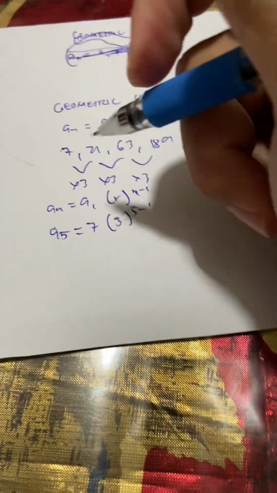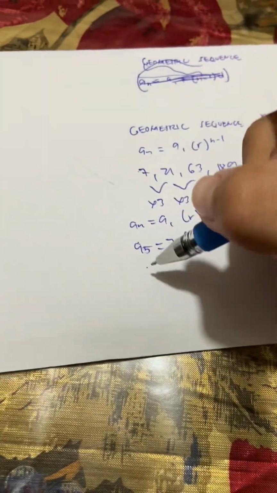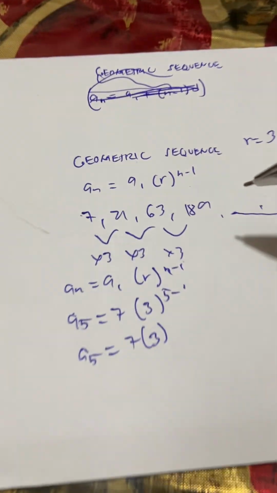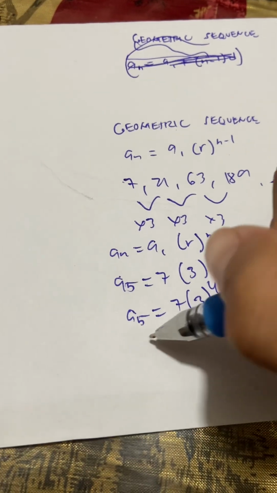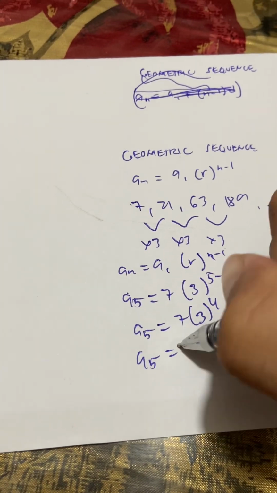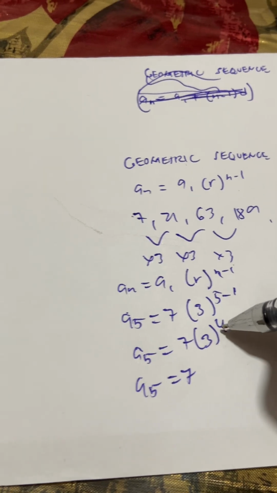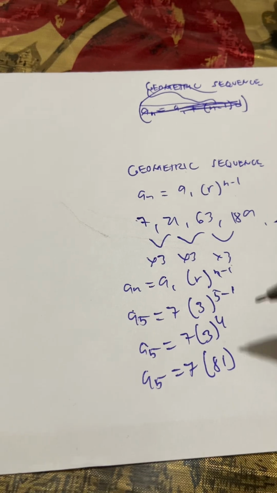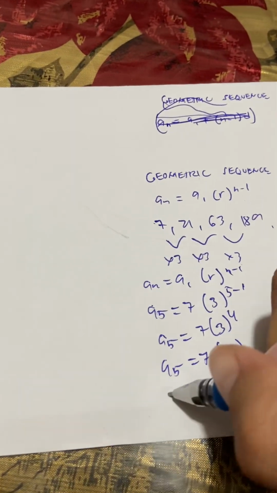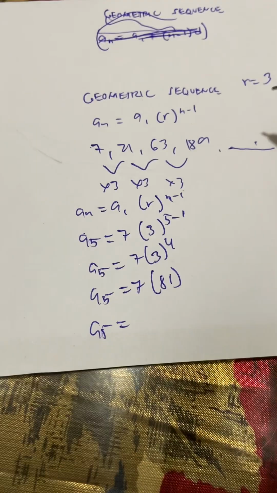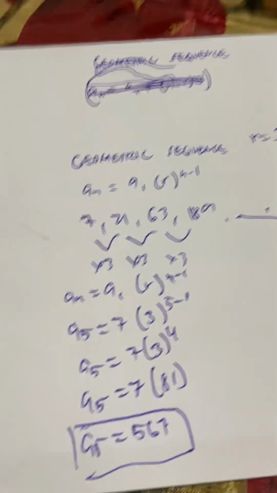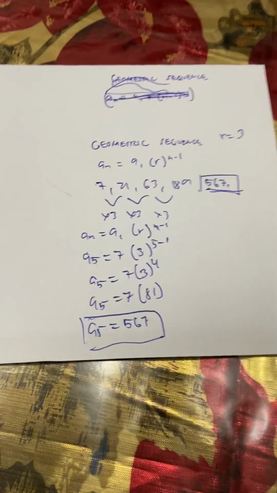So we're just gonna solve this. a sub 5 is equal to 7 times 3 to the power of 5 minus 1. 5 minus 1 equals 4. So a sub 5 is equal to 7 times 3 to the power of 4, and 3 to the power of 4 is 81. So a sub 5 is equal to 7 times 81, which is 567. So our fifth term is 567. Okay. Thank you.